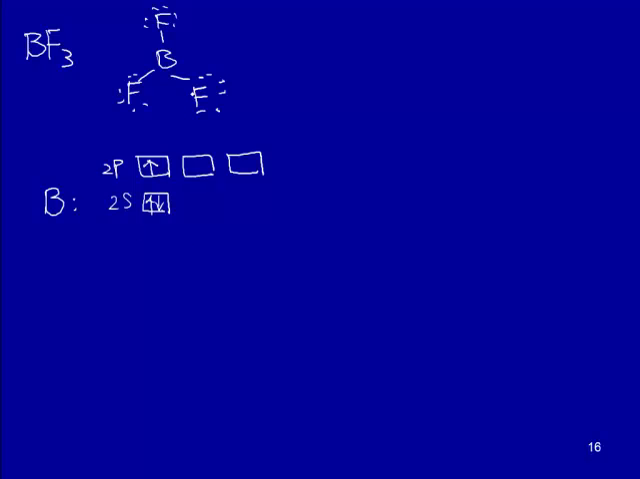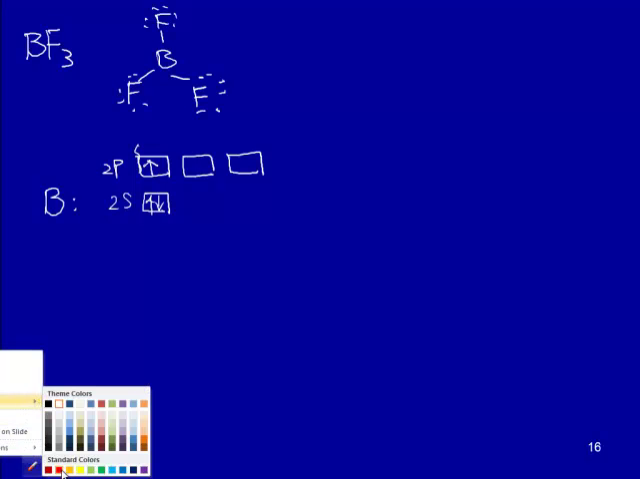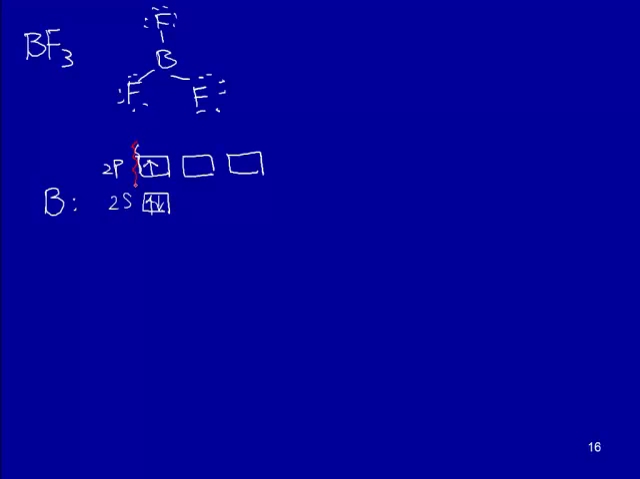And you notice the boron is going to have 3 connections, and you only have 1 2p orbital that's ready for bonding. So you need 2 more. How you're going to get 2 more is going to become crucial. As you can see, this is going to take 2 2p orbitals.